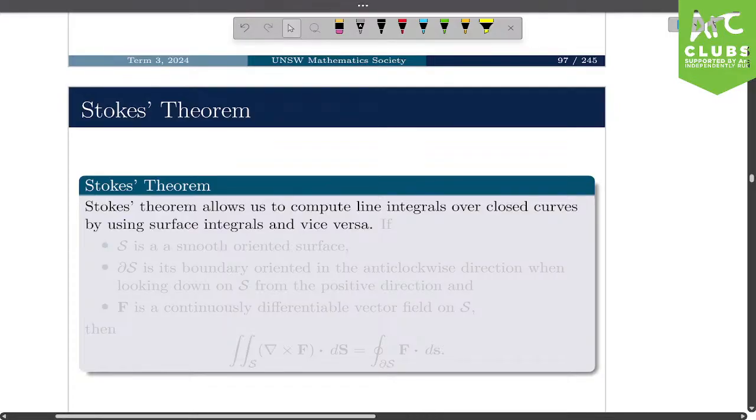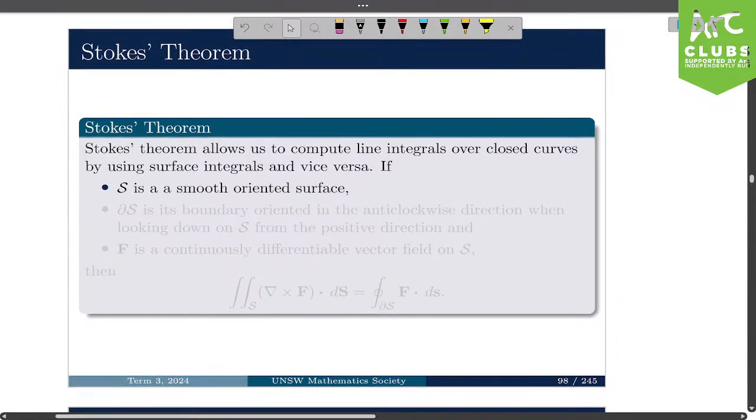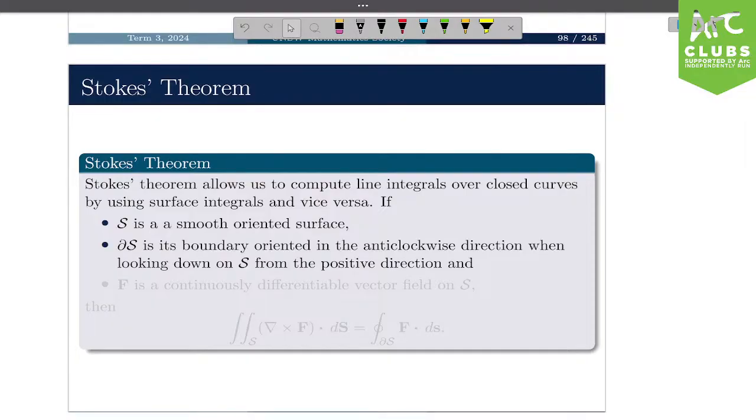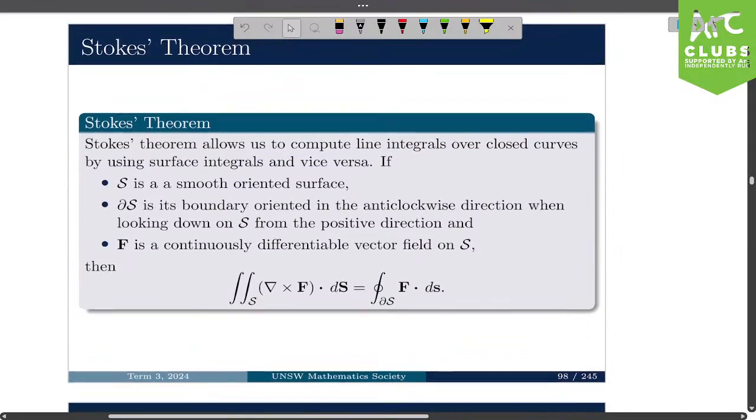Okay, so now the big thing that we do with this is Stokes' theorem. So Stokes' theorem is pretty cool. So if S is a smooth oriented surface, it's the same thing we've been seeing the whole time, and its boundary, ∂S, is oriented in the anti-clockwise direction when looking down on S from the positive direction, and we also have that F is continuously differentiable on S, then we've got this expression here.